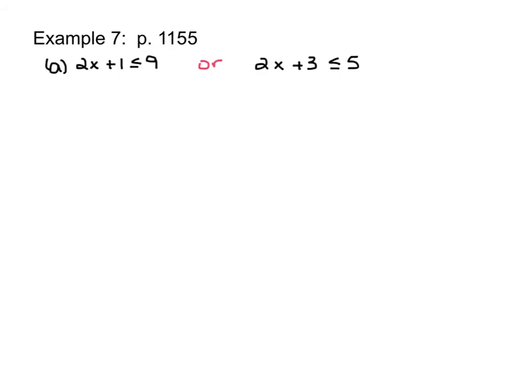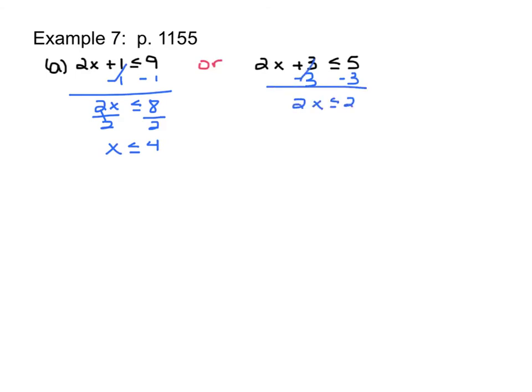Example 7, A is 2x plus 1 is less than or equal to 9, or 2x plus 3 is less than or equal to 5. So we'll solve each one separately. So we get x is less than or equal to 4 for the first one, and x is less than or equal to 1 for the second. So I have x is less than or equal to 4, or x is less than or equal to 1.